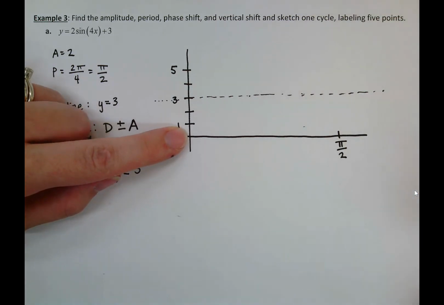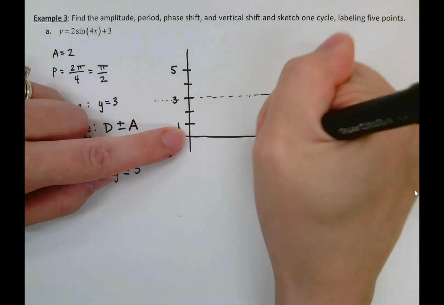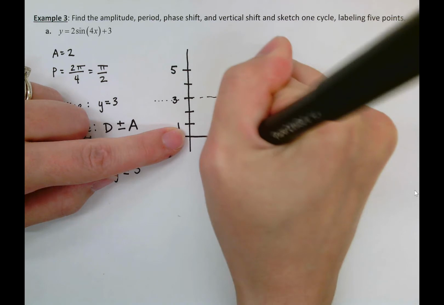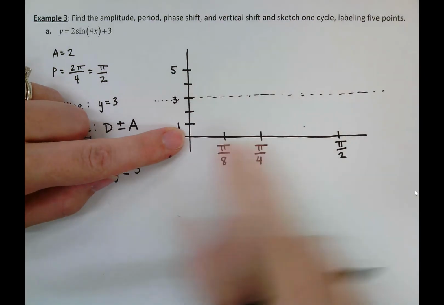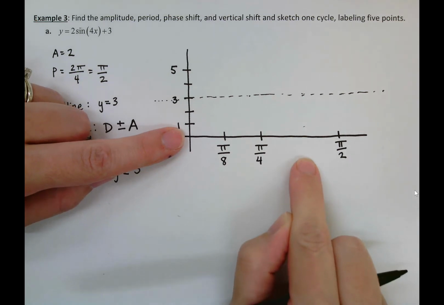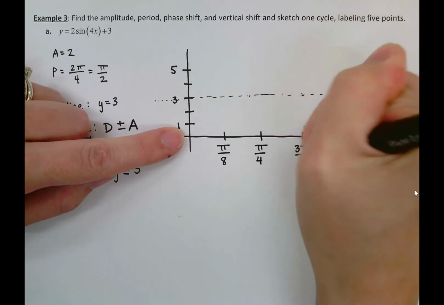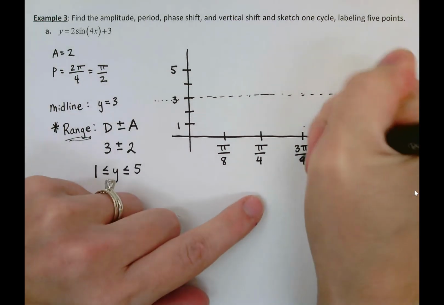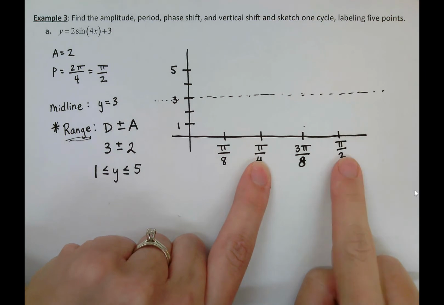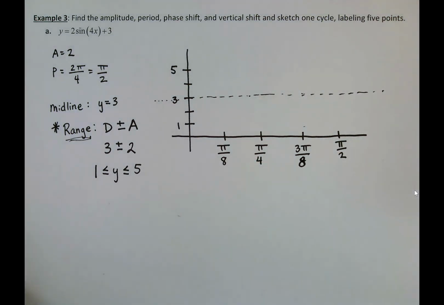And then, just like we did before, I'm going to go halfway. So half of pi over 2 is pi over 4. I'm going to go halfway again to pi over 8. And then halfway in here, if you count, this is 1 pi over 8, 2/8, and so this would be 3/8 pi. Or again, you could always take the average of these, the midpoint and the period, to find that 3 pi over 8 as well. Okay, so now you have all of your axes.